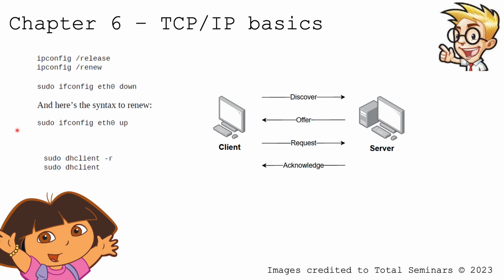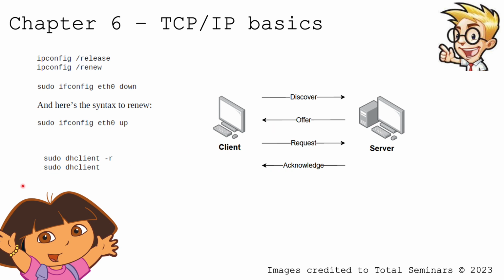Here are the same commands, but using ifconfig. So in Linux, you would need to specify the adapter, eth0, and tell it to go off, go down, right? So it has nothing, and then come back up. And when it comes back up, if it's set to use DHCP, then it will grab that new address.